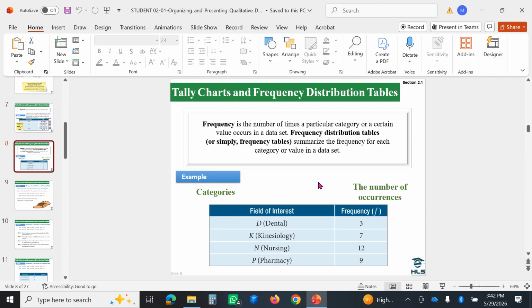Frequency distribution tables, or simply frequency tables, summarize the frequency for each category. So here, as we were saying before, as in the previous examples, frequency is the number of occurrences, and the field of interest here is maybe the number of students in dentistry, kinesiology, nursing, and pharmacy. There we go.